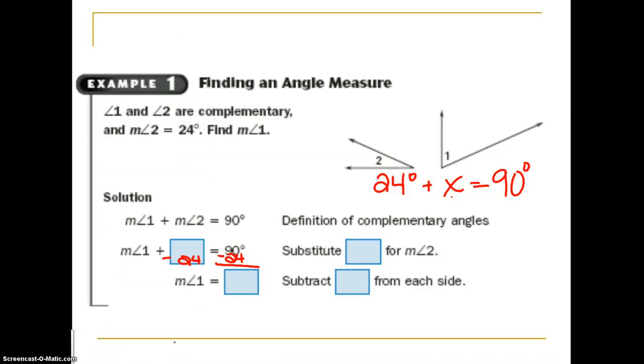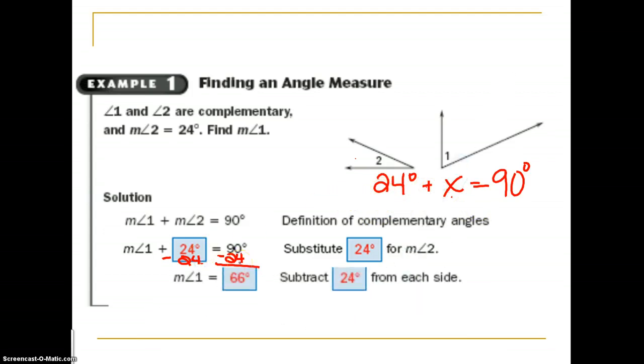For example 1, find an angle measure. Angles 1 and 2 are complementary. The measure of angle 2 is 24, so we know this is 24. What we don't know is angle 1. We know that if we add them together, they get to be 90 degrees. To solve this one-step problem, this is a positive 24, so you want to subtract 24 from both sides. Take 90 minus 24, 66 degrees. So if this is 24 degrees, and they're complementary, which means they're going to equal 90 degrees, one is 66 degrees.